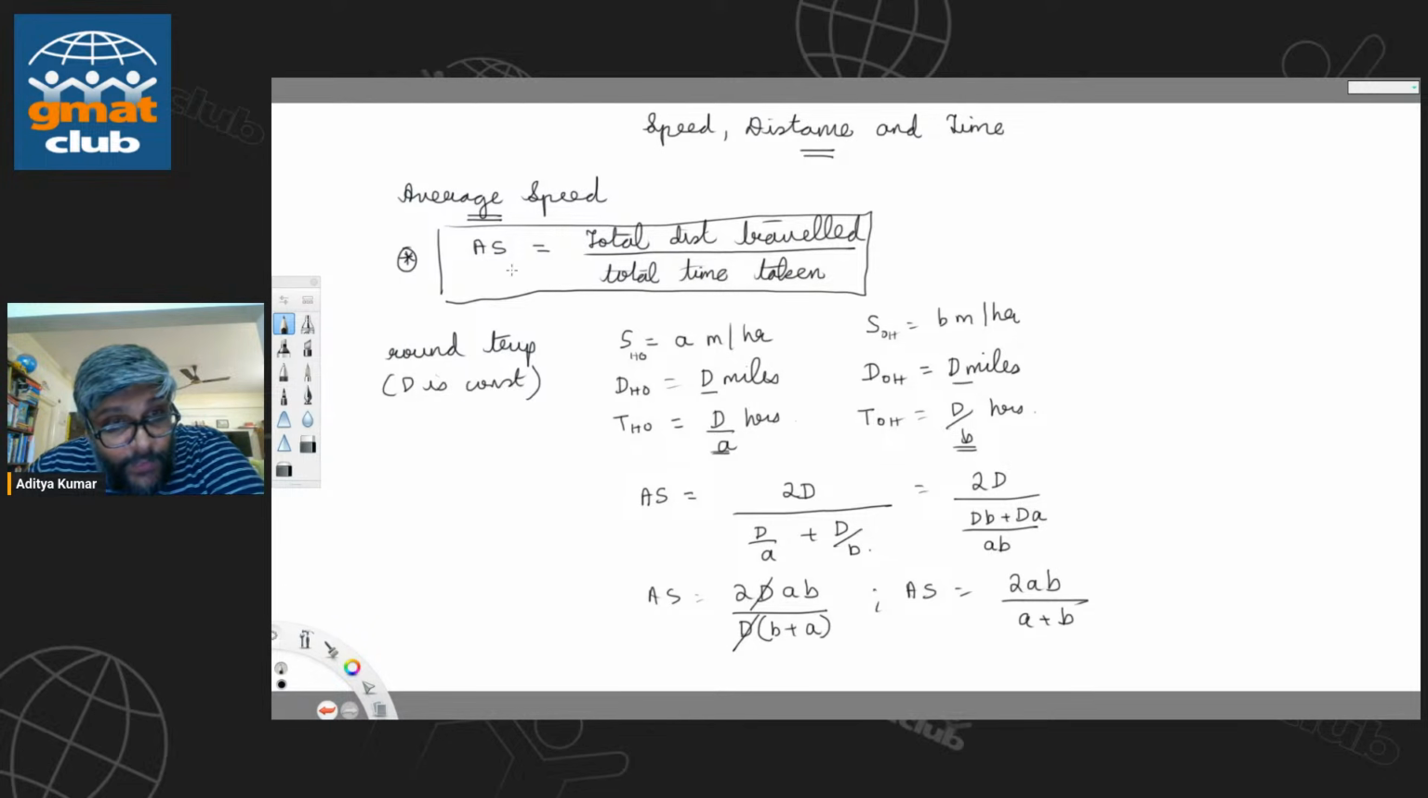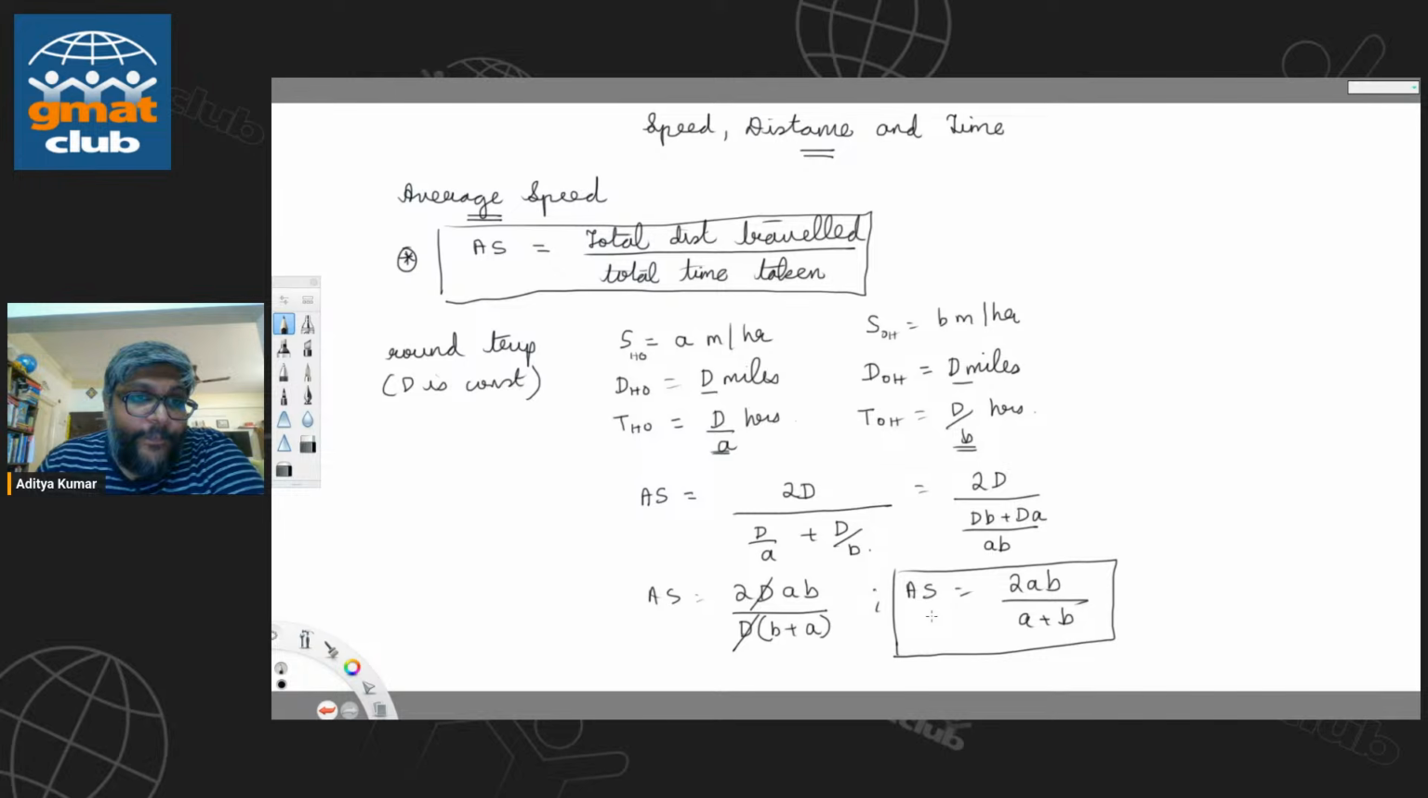So this is what you can tweak the average speed formula to. The average speed of a round trip journey where the distance is constant is given by 2AB divided by A plus B. That's what we call the harmonic mean. If you don't know what the harmonic mean is, don't worry about it. It's not a part of the GMAT. The GMAT pertains itself to the arithmetic mean a lot, but it's 2AB divided by A plus B.